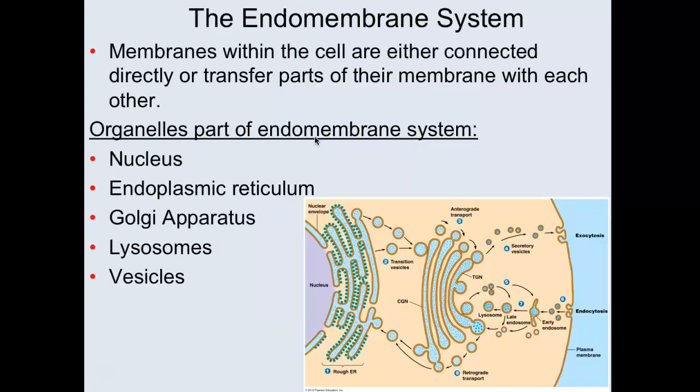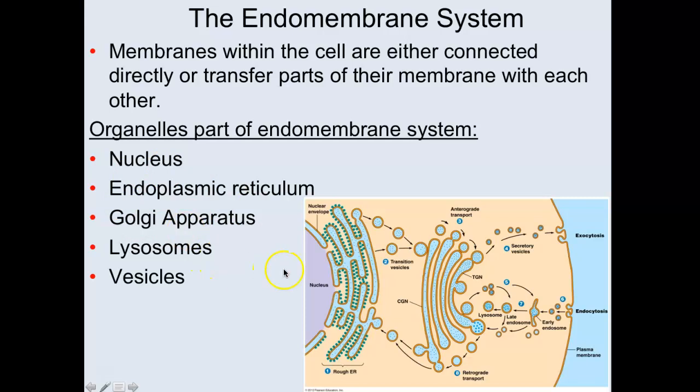Number 5, the endomembrane system. So this is interesting. So inside of a cell, there are organelles that share membranes with each other. And those organelles are listed for you here. The nucleus, the endoplasmic reticulum, the Golgi apparatus, the lysosomes, and the vesicles. And it's also in your outline, okay?